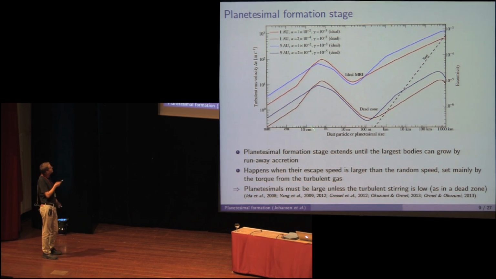And you can see here we have the first peak in particle collision speeds around Stokes number 1. These are the 30 centimeter sized particles. Then it goes down again. Just focus on this line here. This is if we have fully developed MRI turbulence.